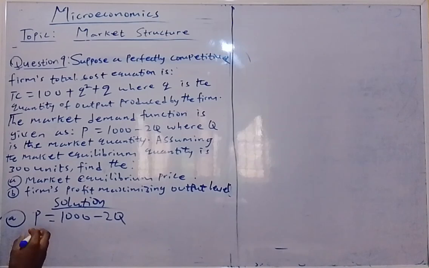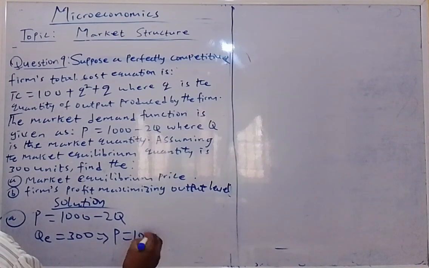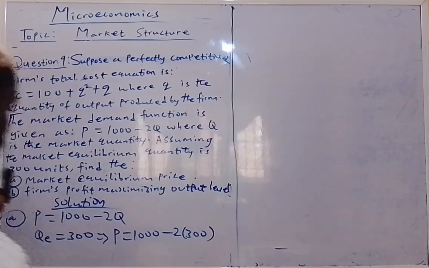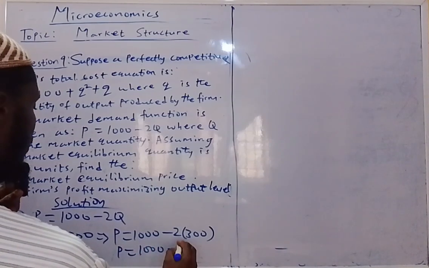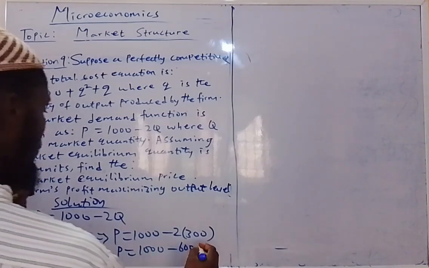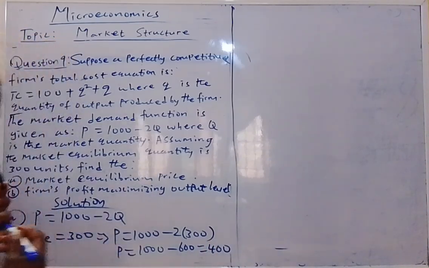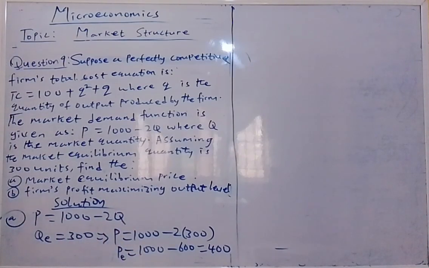Okay? So, since we know that QE, that is equilibrium quantity, is 300, therefore we know that P will be equal to 1000 minus 2 times 300. Now we have P equals 1000 minus 600. Therefore, P is equal to 400. Therefore, P, that is the equilibrium price, is equal to 400. So we are done with question A.